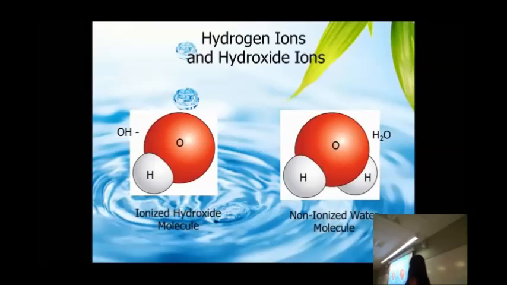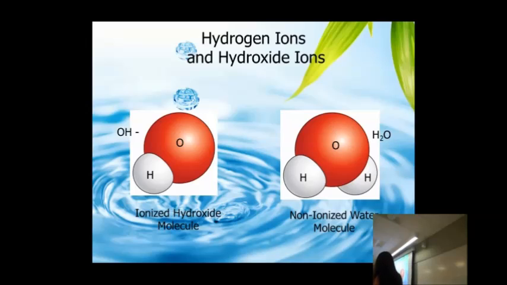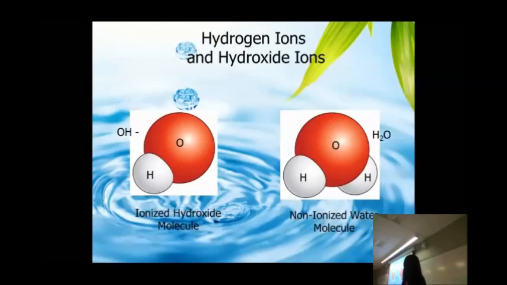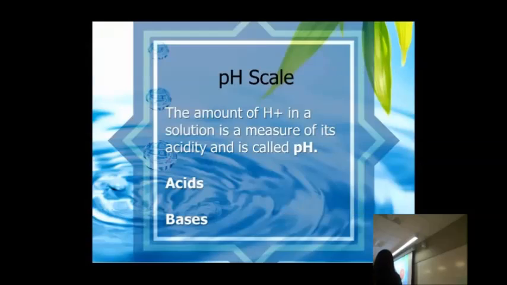When we're talking about acids and bases, we're talking a little bit about whether we have this extra hydrogen ion. The H is a positive, the OH is a negative, so this would be called an ionized hydroxide molecule. This is non-ionized water. Notice that they are two very different things. Water is good for life. Hydroxide ions, not so good for life, not in the wrong circumstances.